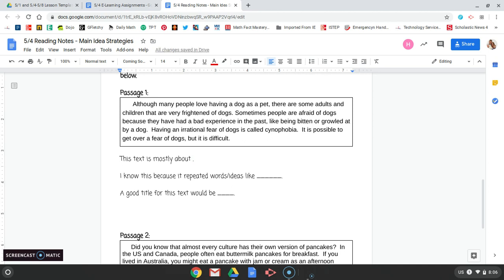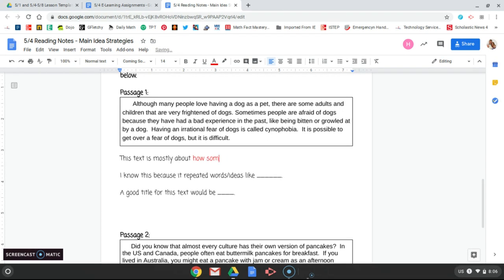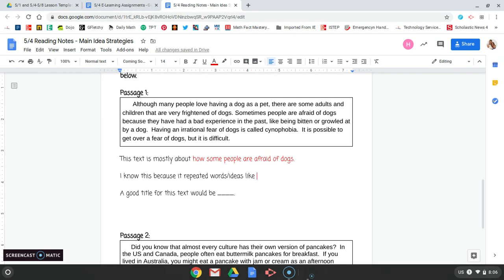This text is mostly about how some people are afraid of dogs. I know this because it repeated words and ideas. So I'm going to think about, okay, what words and ideas repeated that would prove that my main idea is correct? I noticed the word dog over and over again.